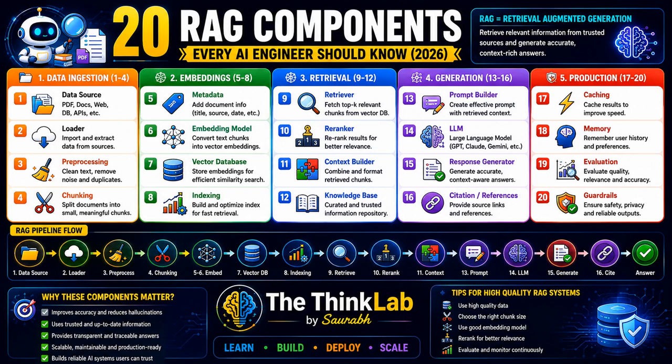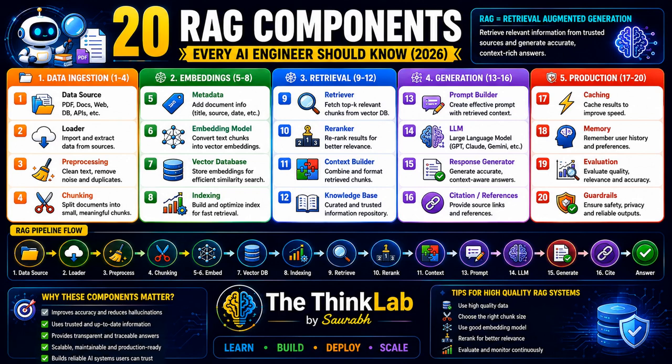So in today's video, we are going to learn the 20 most important components of a RAG system. RAG stands for Retrieval-Augmented Generation. It is the most popular AI architecture today. Companies use RAG to build AI chatbots, document assistants, enterprise search, and AI agents. Instead of answering only from the training data, a RAG system first searches for the relevant information, then it gives an accurate answer. So let's understand the complete RAG pipeline step by step.